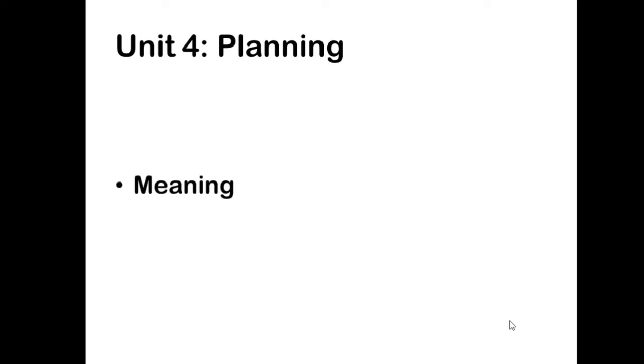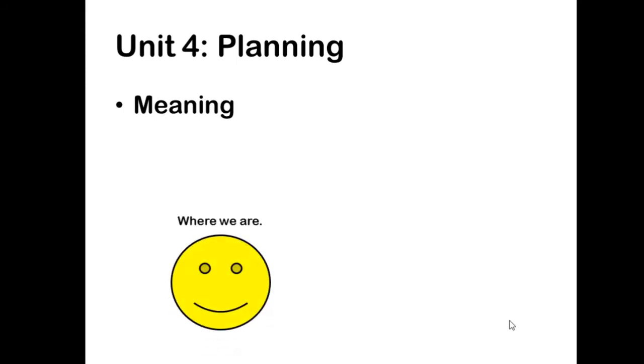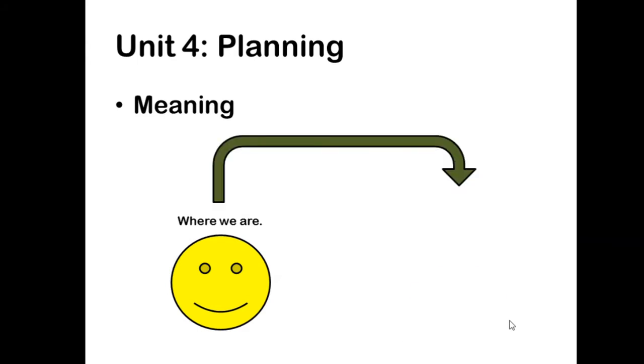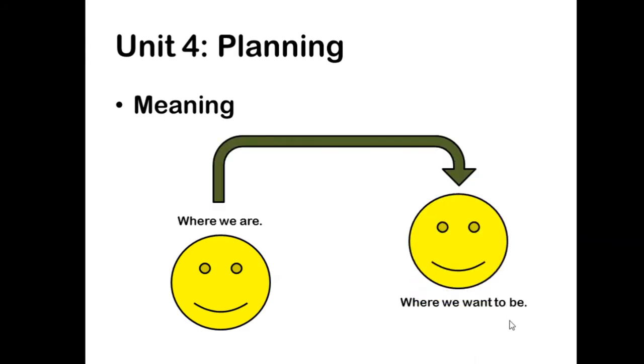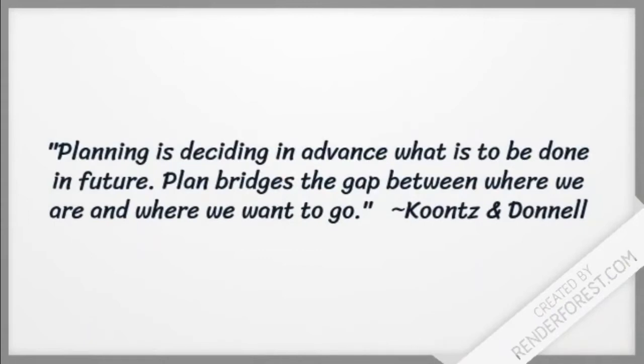So what does planning actually mean? Planning is all about looking into the future. It is about decision making that enables us to better prepare for our tomorrow. In a very simple way, if we try to understand, planning indicates where we are and where we want to be. It is deciding in advance what is to be done in future. Plan bridges the gap between where we are and where we want to go.